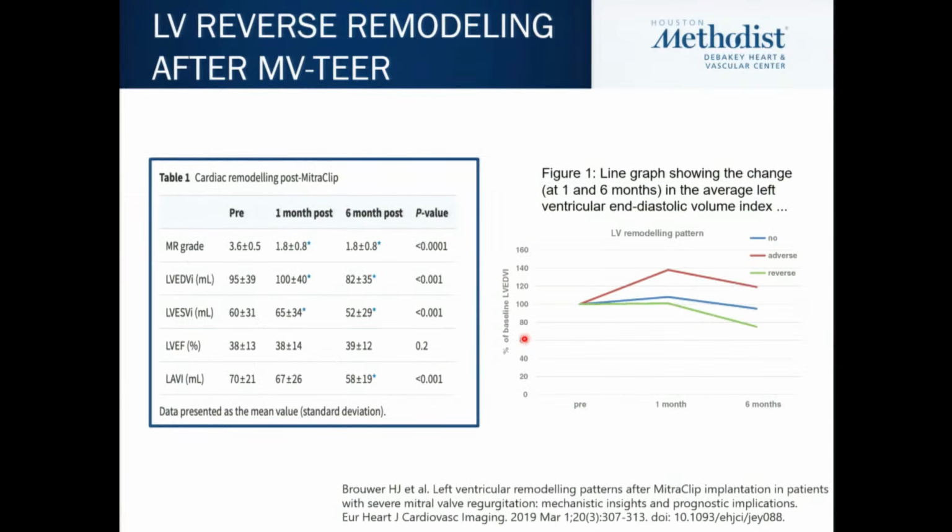Moving on to the LV reverse remodeling after mitral valve transcatheter edge-to-edge repair, both the LV end diastolic volume index and LV end systolic volume index show a biphasic pattern, as we see here, with an early increase and then a subsequent decrease in the volumes. The left atrial volumes showed a steady decrease over a 6 month period, whereas there was no significant change in LV ejection fraction. Reverse remodeling occurred in 50% of the patients. No remodeling occurred in 40% of the patients, and there was adverse remodeling in 8% of the patients.